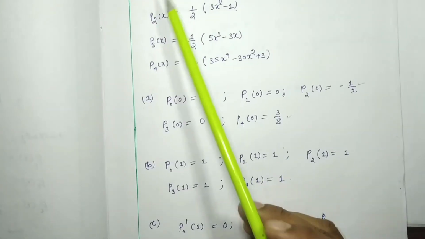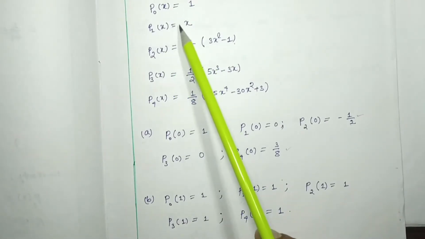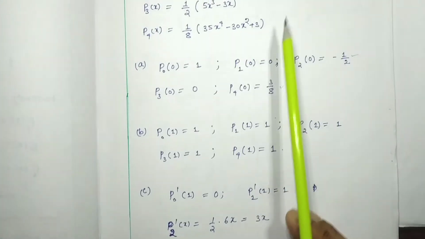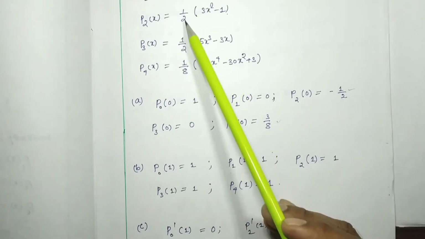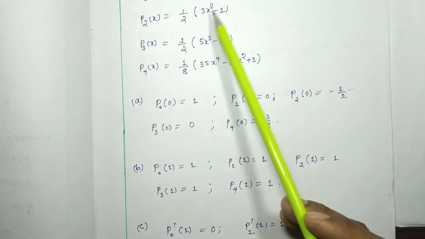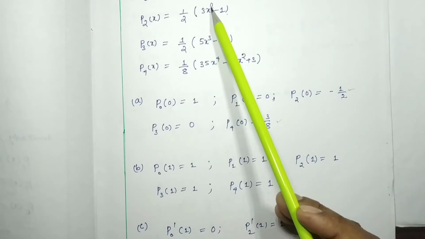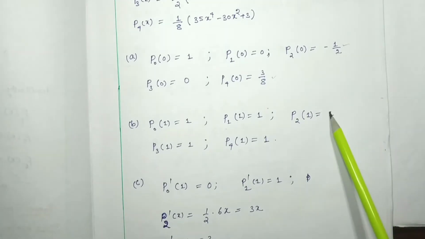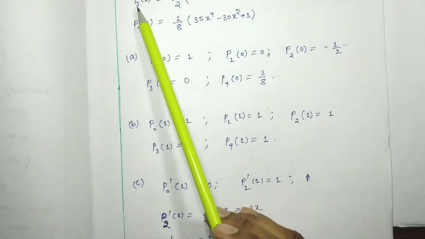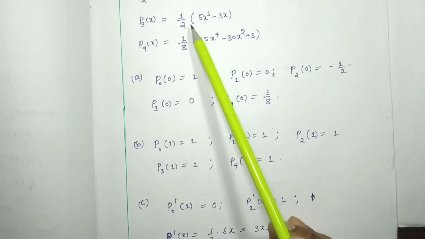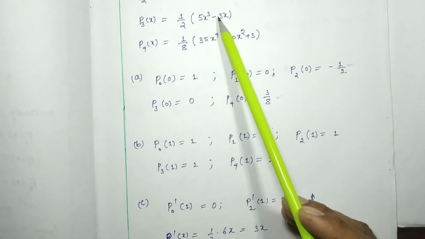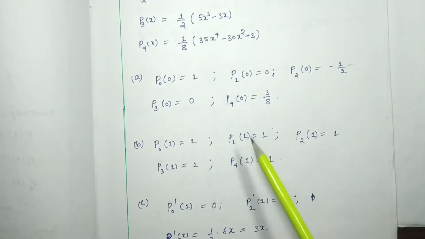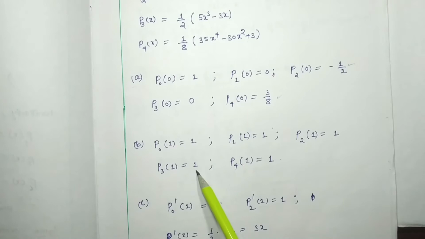Next P11. P11 means instead of x we have to put 1, so P11 will be 1. Then P21. P21 means half of 3 into 1 minus 1. So 3 into 1 is 3, minus 1 equals 2. 2 divided by 2 will be equal to 1. Okay. Next P31. P31 means here we have to put 1. See, here 5, and putting 1 means 3. 5 minus 3 equals 2. 2 by 2 equals 1, so P31 is also 1.